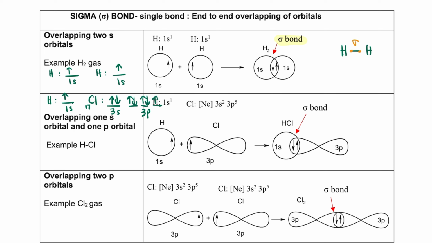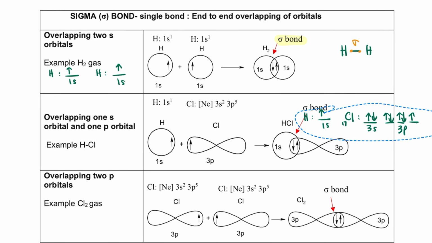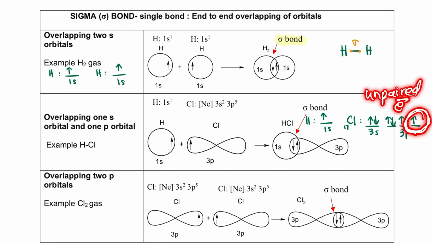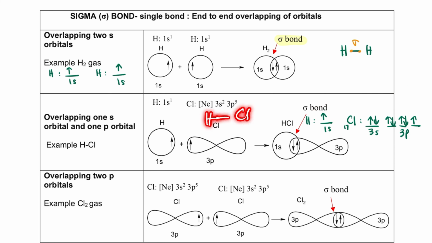Okay, to see it more clearly, I will move it a little. As you can see over here, one of these 3p orbitals has only one electron. This one electron is called an unpaired electron. This unpaired electron will bond with another unpaired electron from hydrogen. That is how it can form the HCl bond, because one electron is from H and one electron is from Cl.